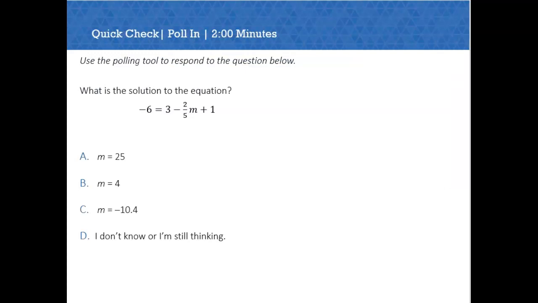This is a review of solving. So -6 equals 3 minus 2/5 m plus 1. We always get rid of parentheses, which there are none. Simplify each side, so we can simplify the right. This 3 plus 1 is 4. So now we want to get the like terms together side to side. We never want to touch anything with the variable till the end. So we minus 4 to both sides.